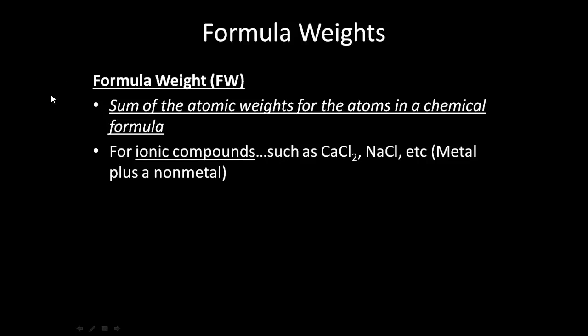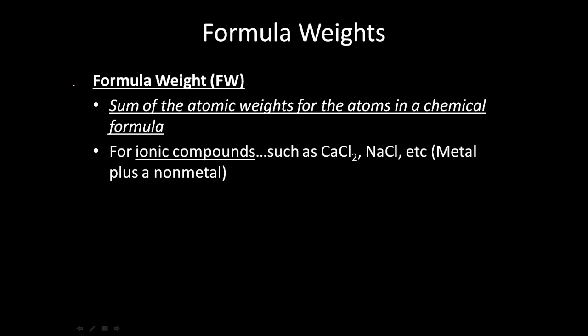So an important, very, very important thing to be able to calculate for ionic species are formula weights. A formula weight is the mass, or how much one unit of an ionic species weighs. Remember what ionic species are: they're generally something with a metal and a non-metal. It's two ions coming together to form some sort of ionic compound.